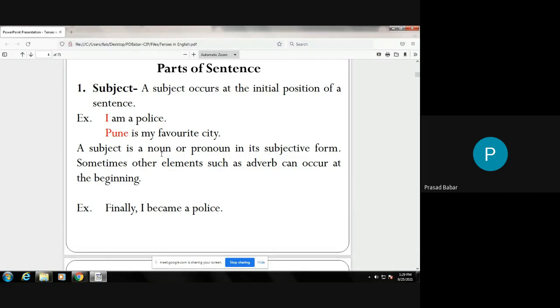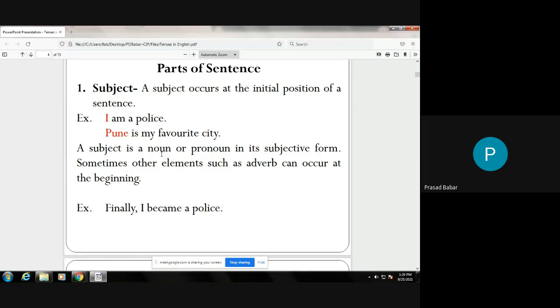So, what is a subject? Let's see. A subject is a noun or pronoun in its subjective form. So subject is generally a noun, or it is a pronoun in its subjective form. So what is the subjective form of a pronoun?